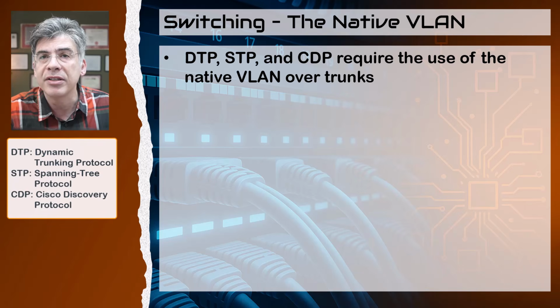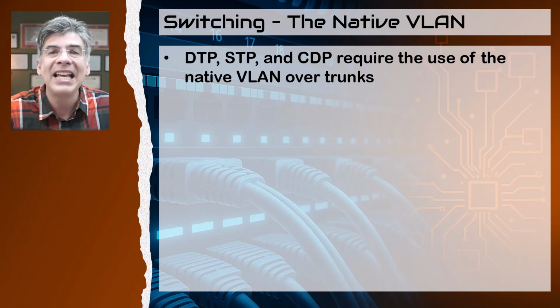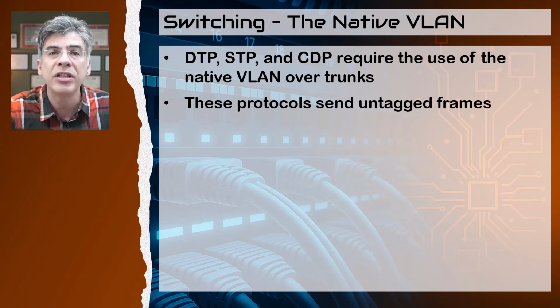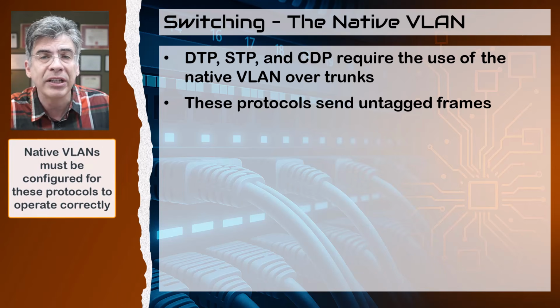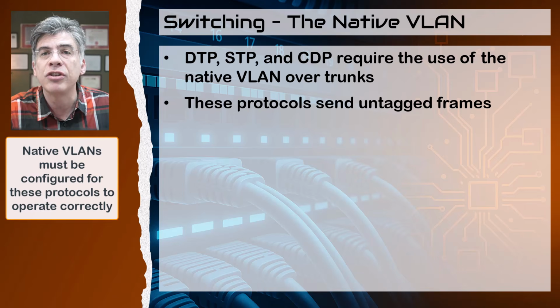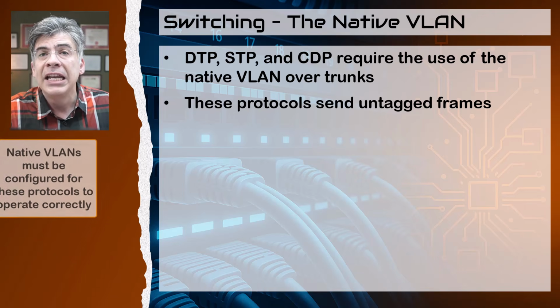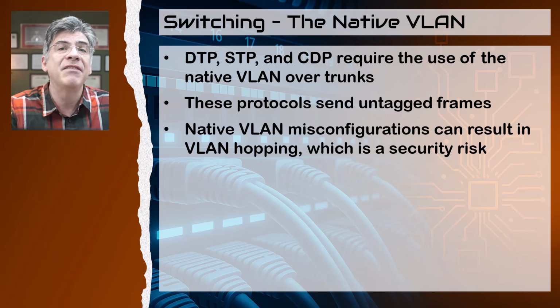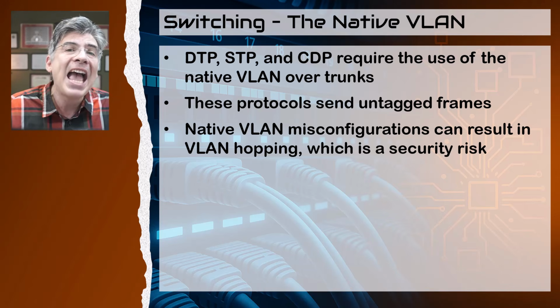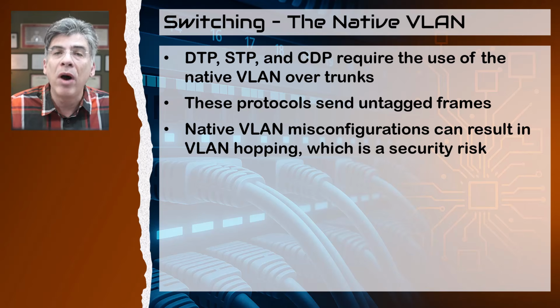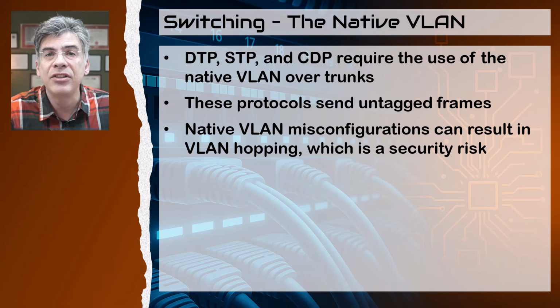Now, some layer 2 control plane protocols, such as DTP, STP, and CDP, require the use of the native VLAN over trunks. Trunks will typically send such control plane information as untagged frames over the trunk, so the native VLANs must be configured appropriately to ensure proper communication for those protocols. In addition, if the native VLAN is misconfigured, an attacker can use that to perform what is known as VLAN hopping, where they can gain access to a VLAN other than the one their device is connected to.